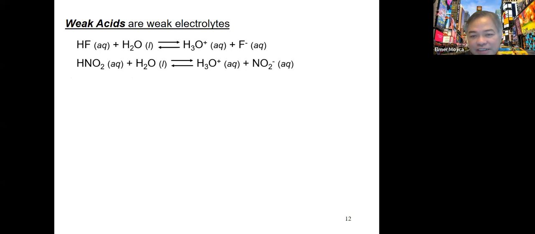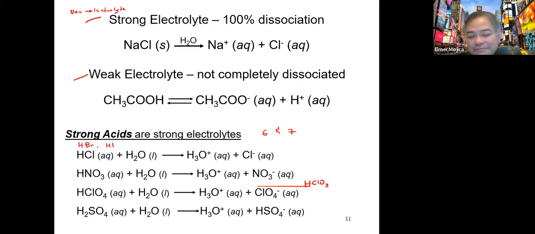So again, class, ang definition ng strong acid are what? They undergo 100% dissociation. Para siyang ionic compound. Okay? Para siyang salt.